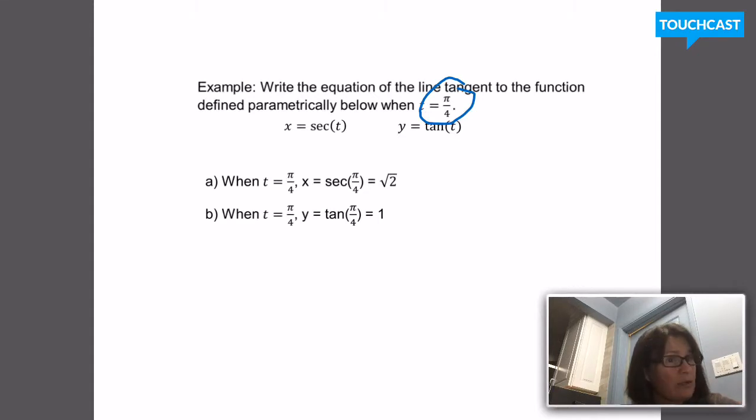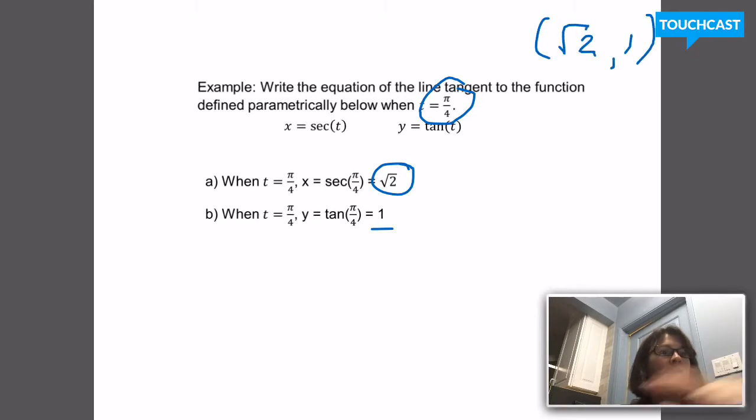To find the x-coordinate of the point to which I'm going to find the tangent, I'm going to plug in pi over 4 for t. So x is going to be the secant of pi over 4, and the secant of pi over 4 is radical 2. To find the y-coordinate, I'm going to plug the t value, pi over 4, into the y function. y is equal to the tangent of t, so when time is pi over 4, y is the tangent of pi over 4, which is 1. This tells me I have the ordered pair radical 2, comma 1.